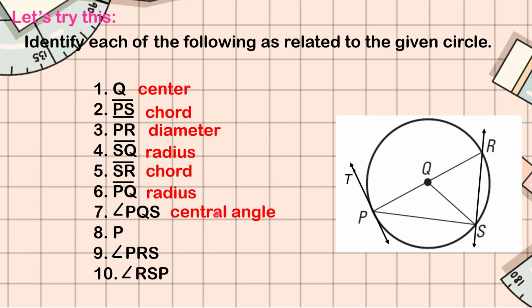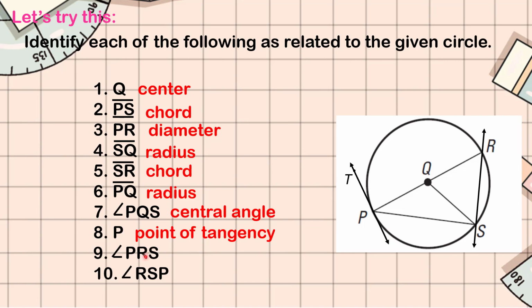Number 8. Point P. What is point P? Notice that point P is the intersection of circle Q and this line. It's called the point of tangency.